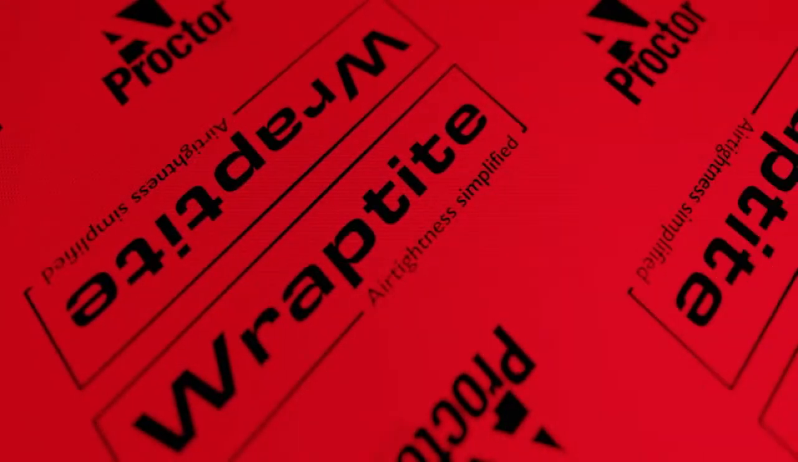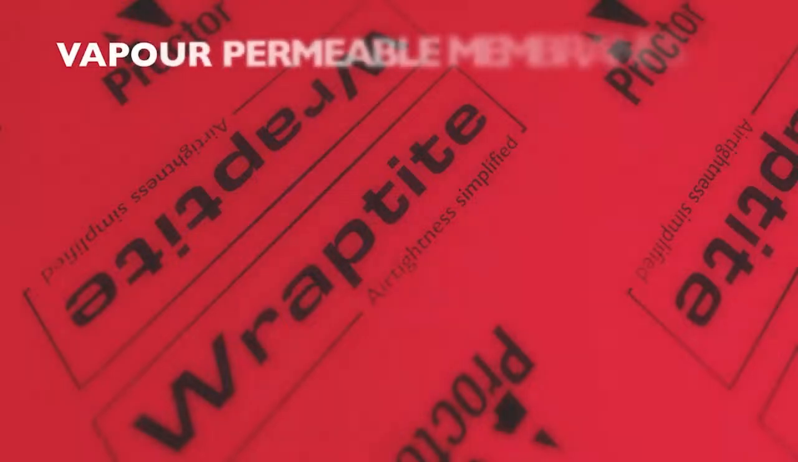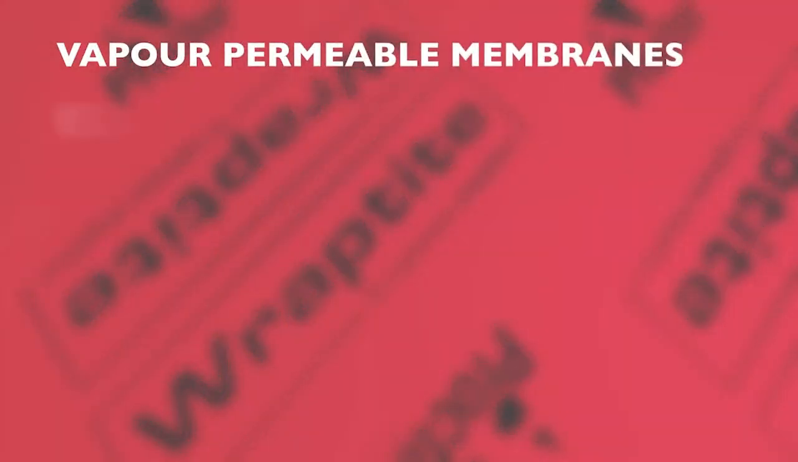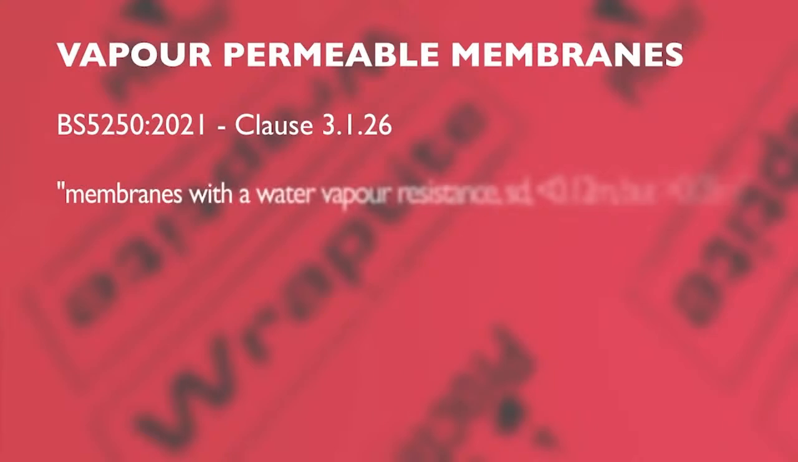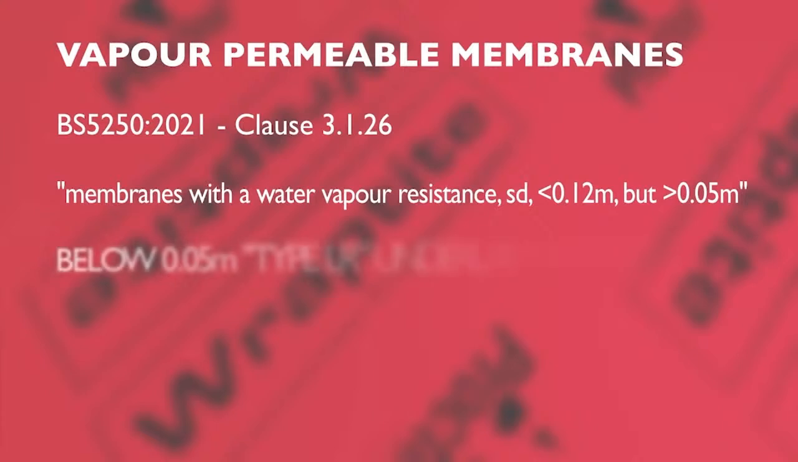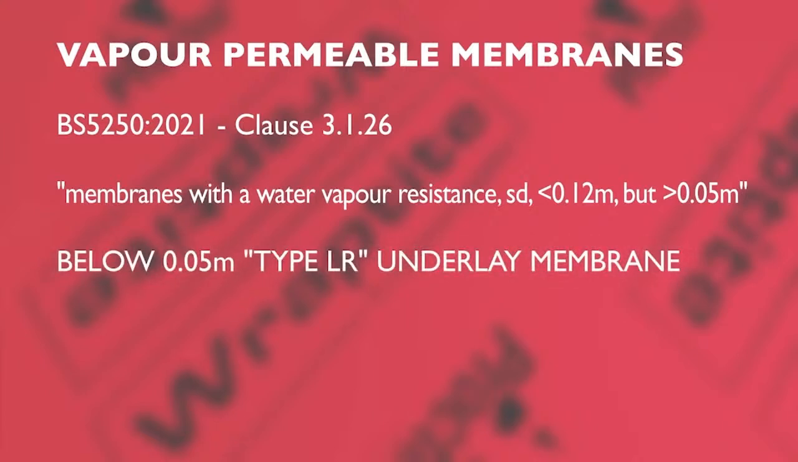Breather membranes, or more accurately, vapor permeable membranes, are defined in BS 5250 Clause 3.126 as being membranes with a water vapor resistance SD less than 0.12 meters or 0.6 meganewton seconds per gram, but greater than 0.05 meters or 0.25 meganewton seconds per gram, used in walls, sheeted metal roofs, and flat roof constructions. The lower limit and the latter part of the definition are important.